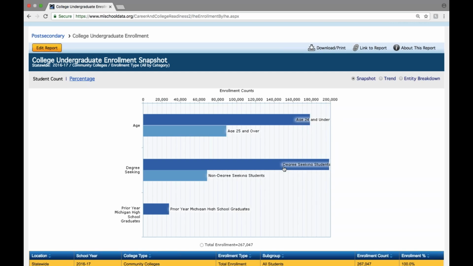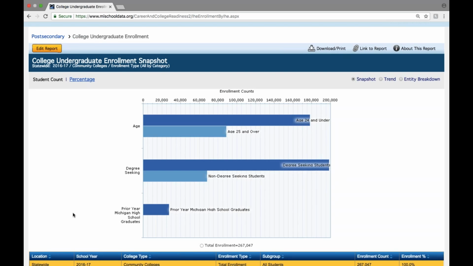Here we have degree seeking students. These are the students who were identified to CEPI as intending to seek a degree, compared with the non-degree seeking students. And then we also have, for those who are curious, how many of those students in 15-16 actually graduated from high school and enrolled into a Michigan community college.